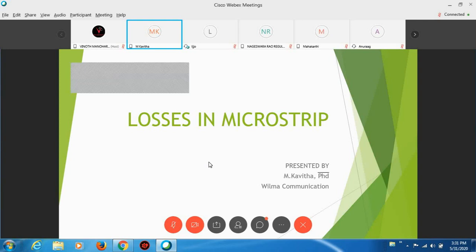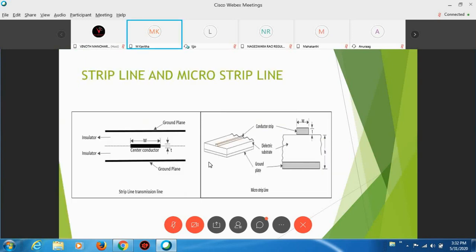Before discussing losses in microchips, let me discuss some basic transmission lines used at microwave frequencies. First slide. Different types of transmission lines used in microwave frequencies are coaxial line, waveguide, strip line, and microstrip line. In microstrip line, we have different types and configurations: parallel microstrip lines, coplanar microstrip lines, and shielded microstrip lines.